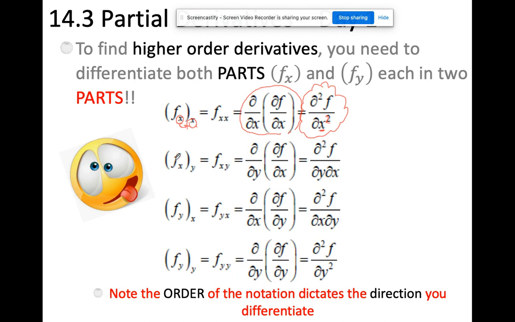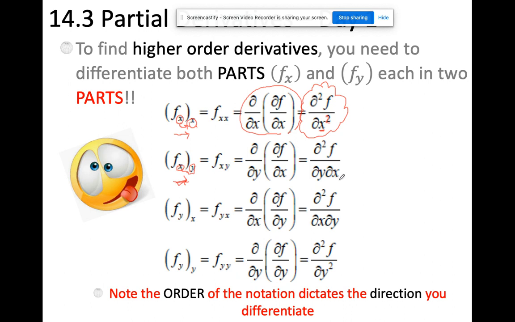Look at this notation. First, I took the derivative with respect to x. Now I'm going to take it with respect to y. That's what this means. But notice my del notation. This you have to read. I read my derivative notation from left to right.